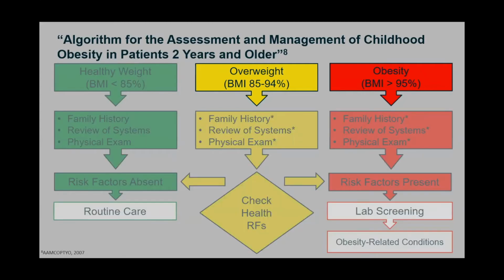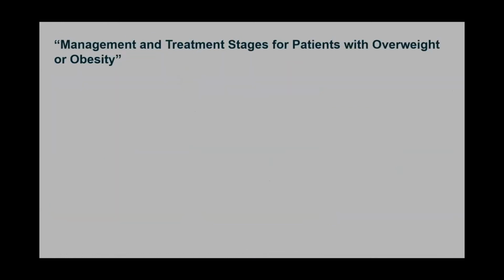So it is important to note here that we as a program tend to work almost exclusively with children with a BMI in the 85th percentile and above. This is part of our qualifications to be a part of our program and to get treated in our program. So let's look at the proposed stages of treatment as proposed by the American Academy of Pediatrics.